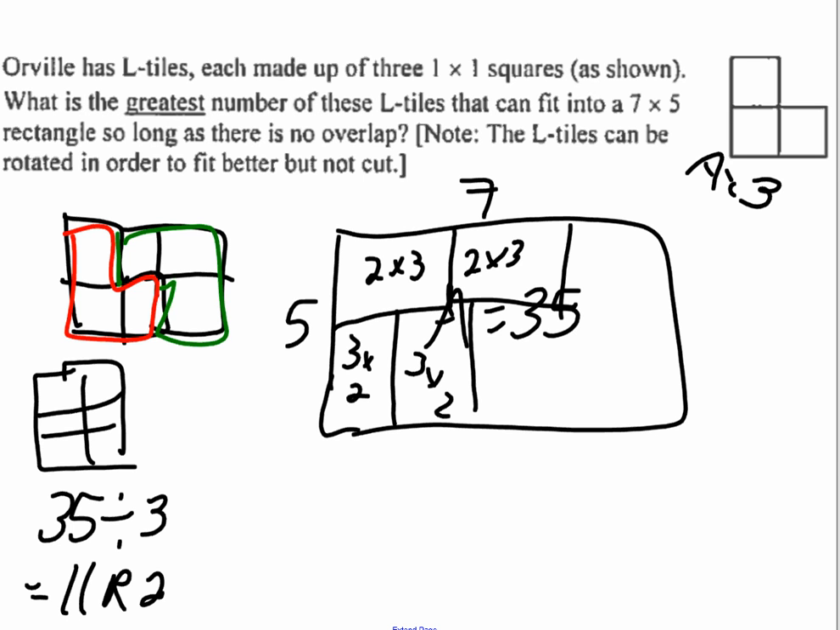And then you can see that I haven't drawn this well, but if this was 2 and this was 2, that's 4. I've got 3 left over. So this could actually be right here, one that went 2 by 3.